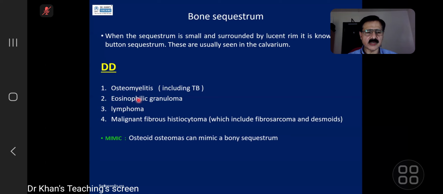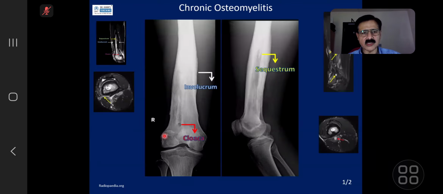LCH, eosinophilic granuloma, I'll show you. And lymphoma can also have sequestrum. Malignant fibrous histiocytoma is such a rare tumor that nobody will show you, but they will grill you. Particularly, this eosinophilic granuloma has come in the exam quite a few times. Of course, a mimic is an osteoid osteoma, which gives you a sequestrum type of appearance, but where is it? It is in the cortex. It is not in the medullary cavity.